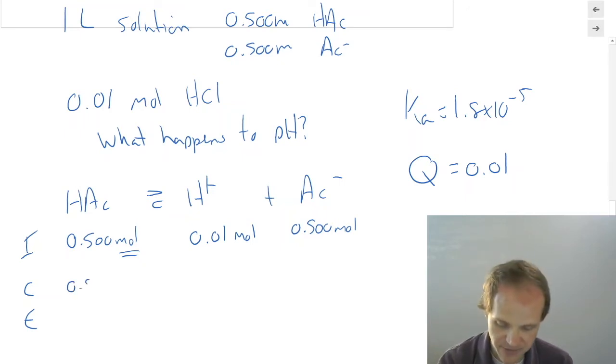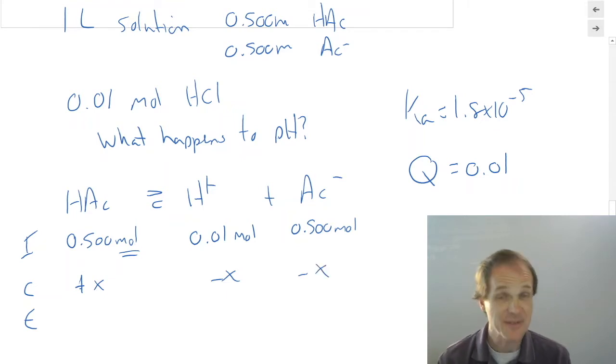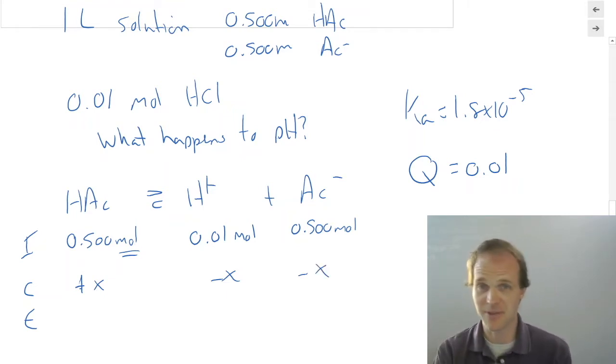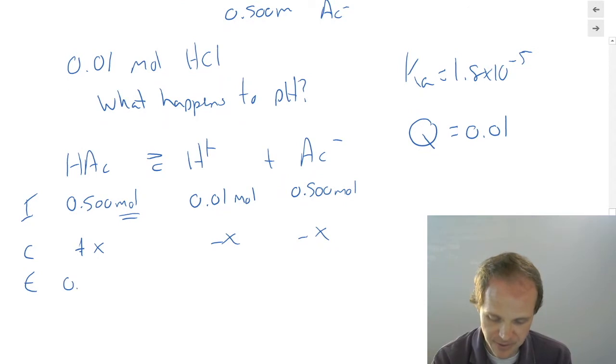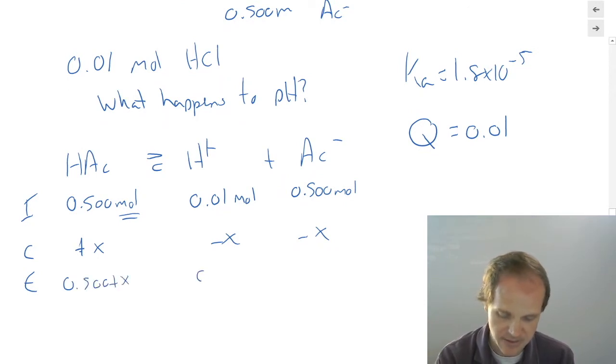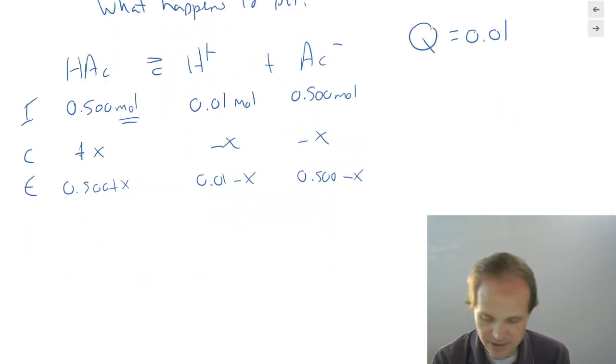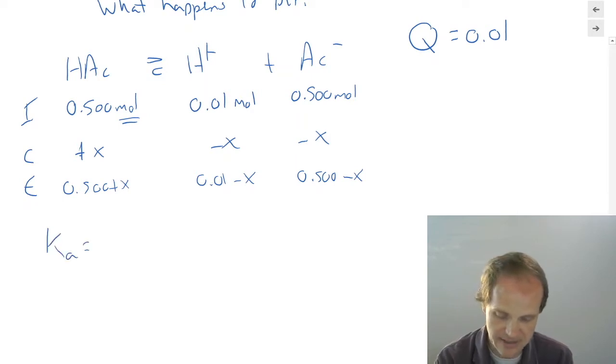And so we say 0.500 plus x on our left, minus x on our right, right? Which is not what we've been doing up till now. We've always been doing plus x's on the right, so this is slightly new. But we just calculated it from Q. 0.500 plus x, 0.01 minus x, 0.500 minus x. All right, let's go ahead and plug that into our K. Ka is H plus A C minus over HAC.